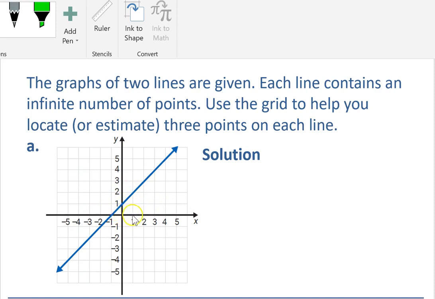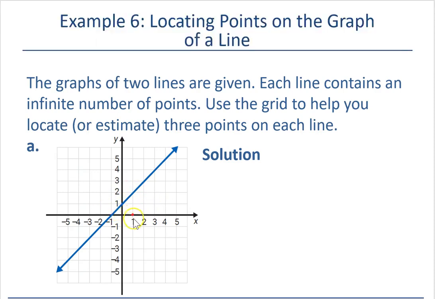Let's say I just come over here to 1. Well, one of my points is going to be a 1. And then let's go up. 1, 2. Well, there's 1 point right there, because notice it's on the line. Well, how about let's go over here to 4.